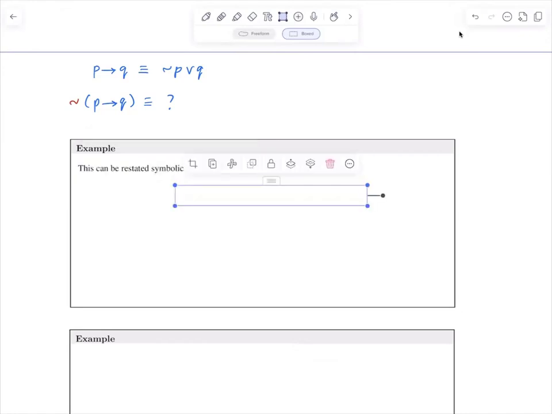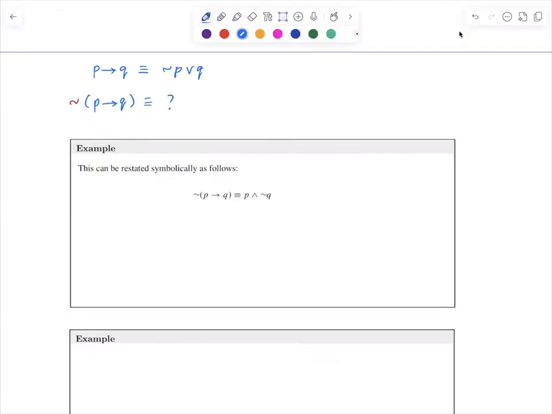We can write down the negation of P then Q as P and not Q. But how does that happen? Take a look. We know that P then Q is equivalent to not P or Q. So if I try to find the negation of the left-hand side, it means that I'm trying to find the negation of the right-hand side.